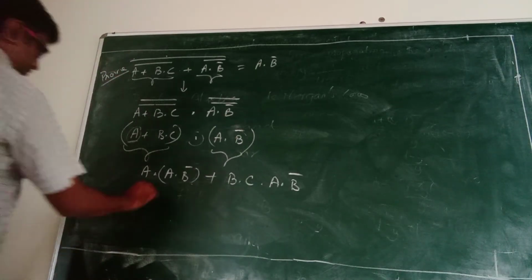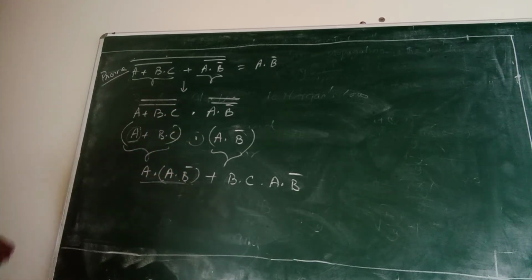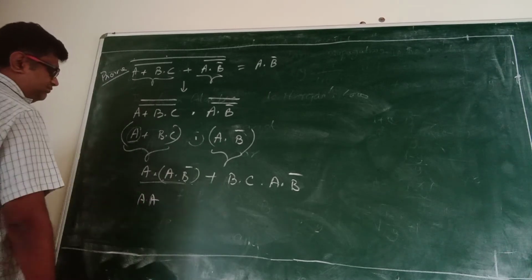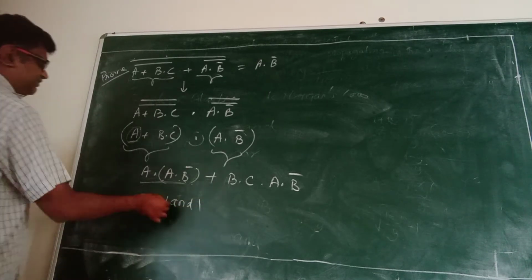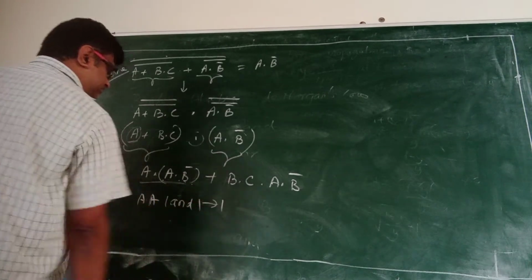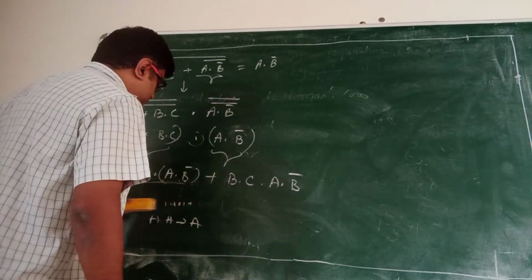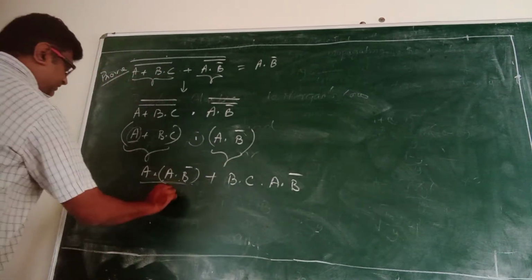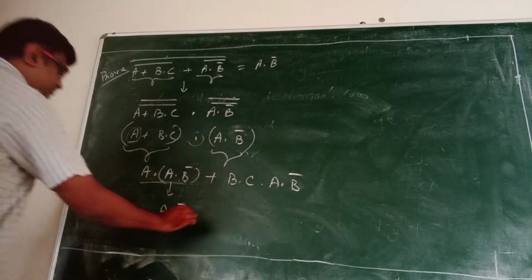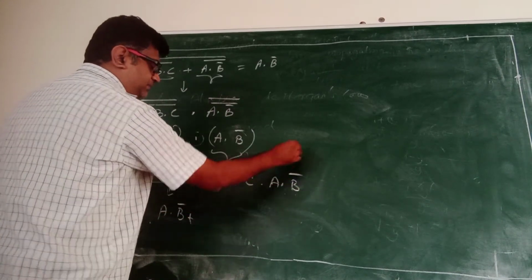Okay? Now what is this? This is A dot A dot B bar. So what is the meaning of A dot A? That means 1 and 1, let us say. A signal is 1, A signal if it is 1 and 1 will give you 1 only, no? That means A dot A will give you A only. So this can be written as A dot B bar plus, look here, now C is some other signal, B dot C dot A dot B bar.